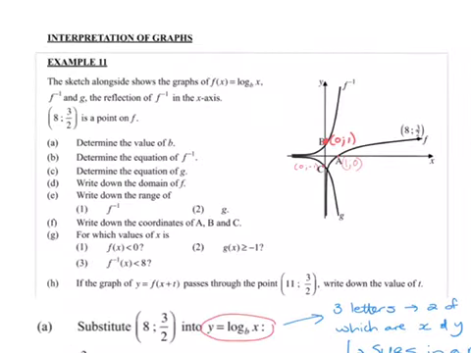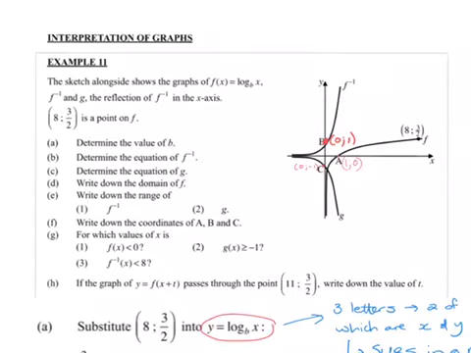So for example, question 11 says, the sketch alongside shows the graph of f of x equals log base b of x, and then you've got f negative 1 given, and then the reflection of f negative 1 in the x-axis is g. Then (8; 3/2) is a point on f. Now, you can see the red points I've already put onto the graph. That's just from the later questions. I've just got them there to keep them. We'll refer to them in question F.